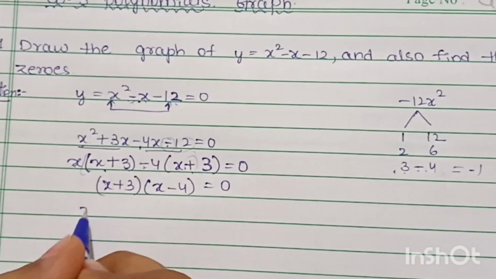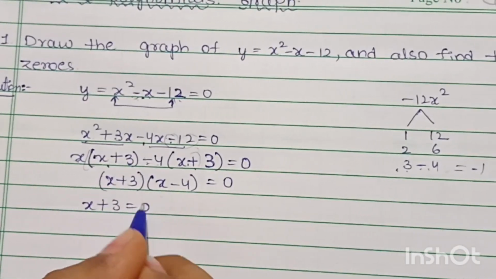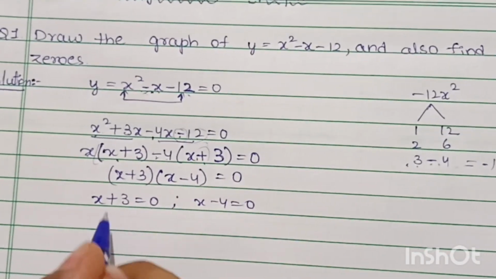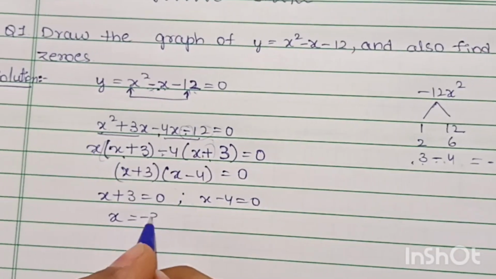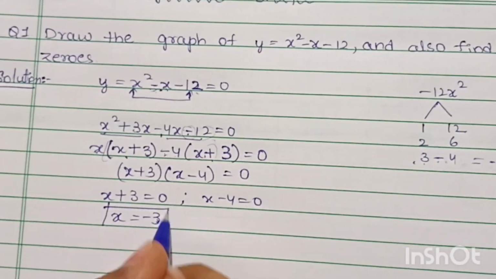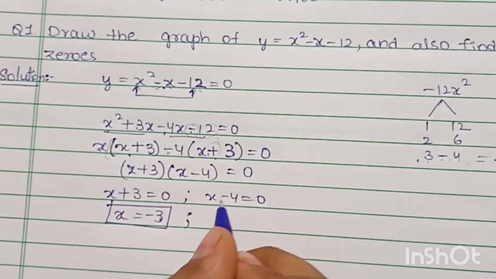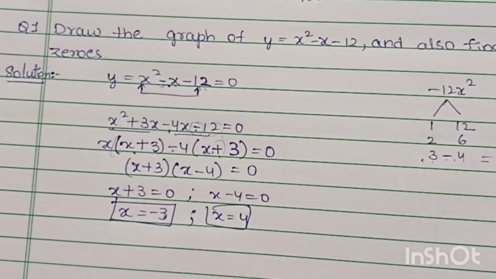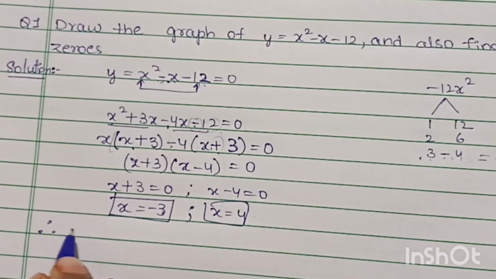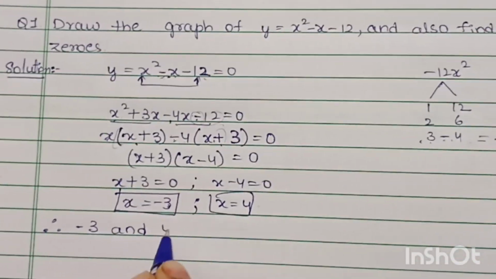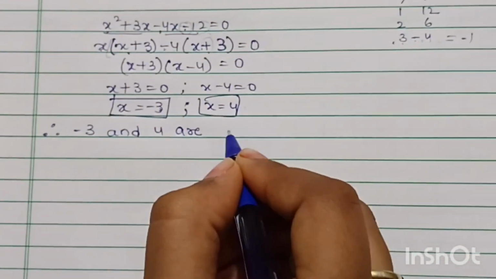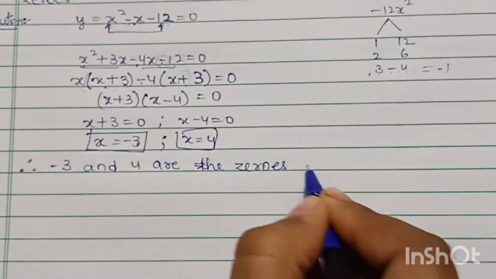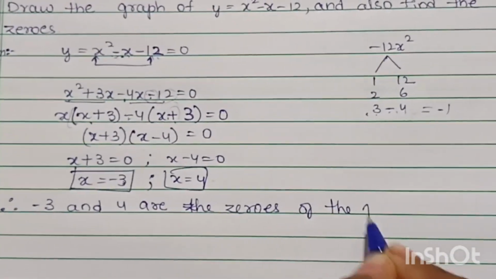So we'll write it separately. x plus 3 is equal to 0, x minus 4 is equal to 0. So from x plus 3, x equals minus 3, it is the first zero, and x equals 4 is the second zero. So therefore minus 3 and 4 are the zeros of the polynomial.